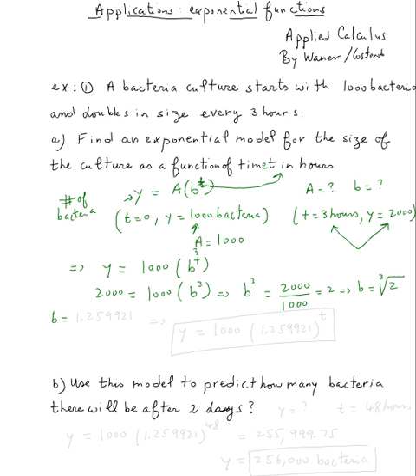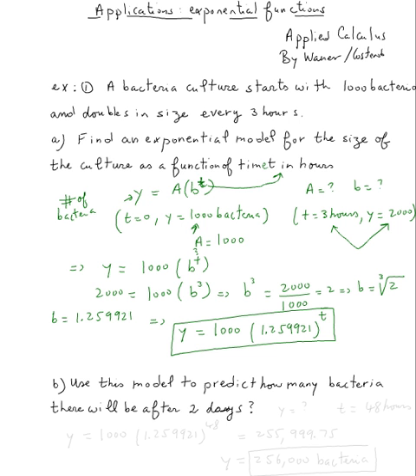So cube root of 2 is what? We use 6 decimals. So it's 1.259921. Now all we need to do is just plug it back in. So y is equal to a, which we found is 1,000, and then b is 1.259921, and the independent variable is t, and this is the exponential function y.